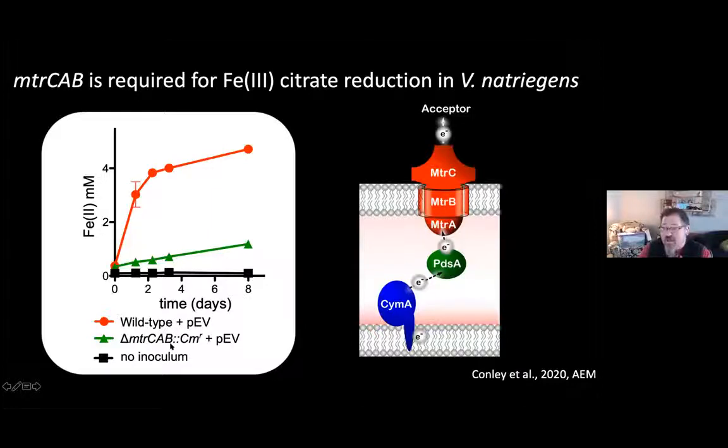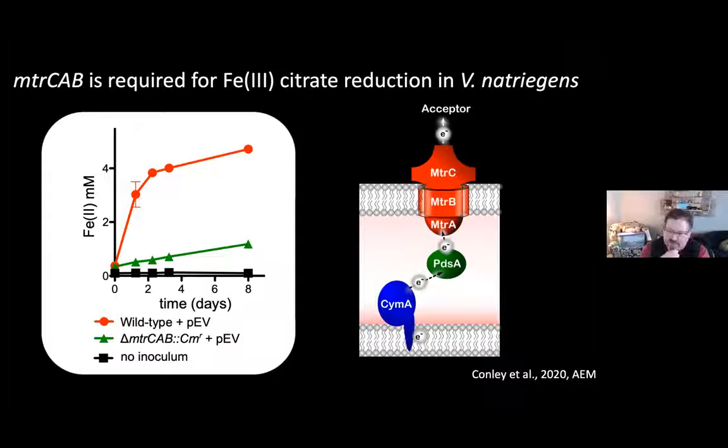If we go in and delete the genes encoding MtrCAB, these red guys up here, we now substantially decrease the amount of iron that is reduced in that same time frame, versus no cells at the bottom here. So that's convincing data that these genes are involved in the iron reduction process that I'm describing here.